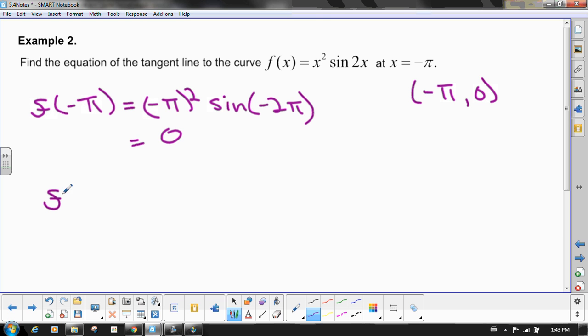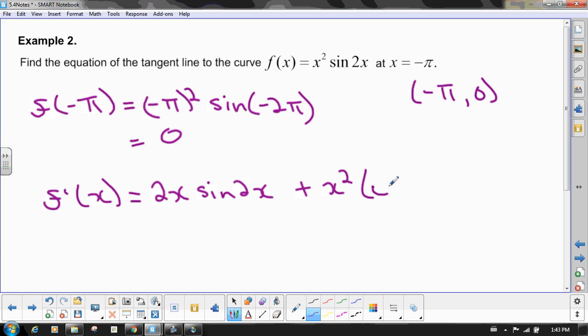So now I need my derivative. And it's a product rule. So I have 2x times sine 2x plus x squared times the cos of 2x times 2. Because the derivative of sine is cosine, and then the derivative of 2x is 2. So at this point, I'm going to sub in my negative pi.